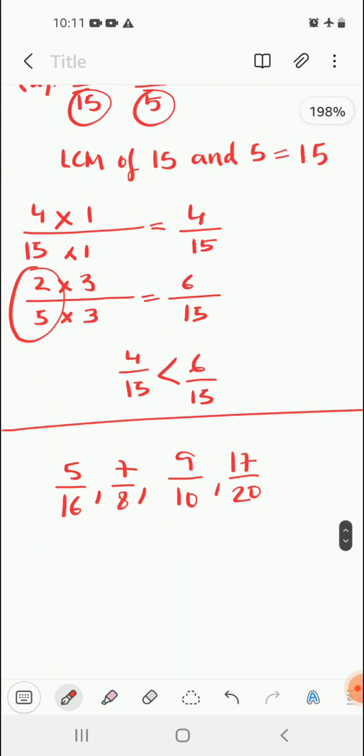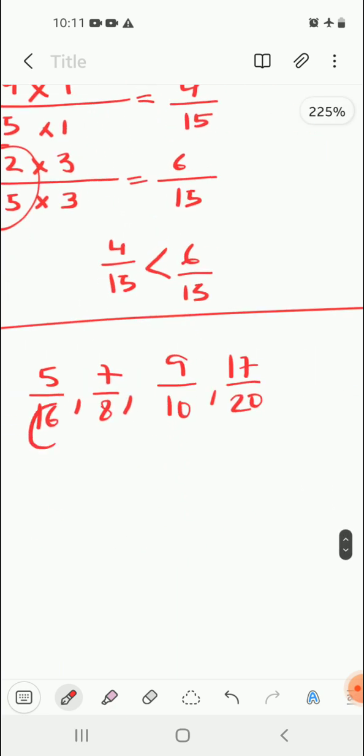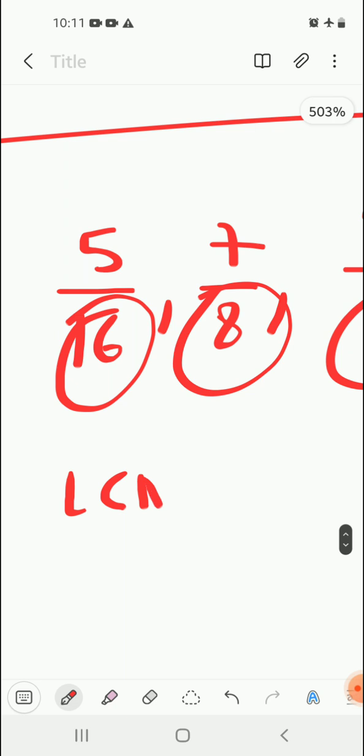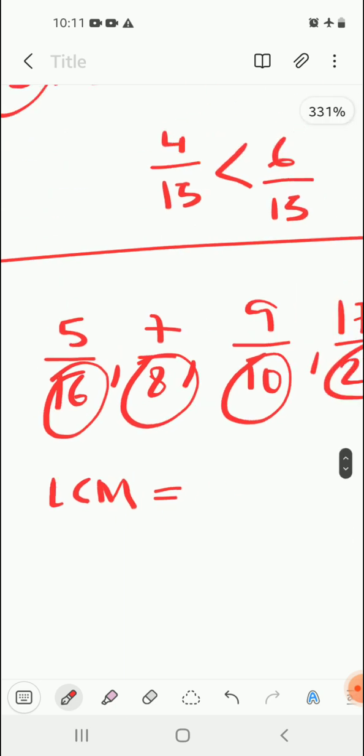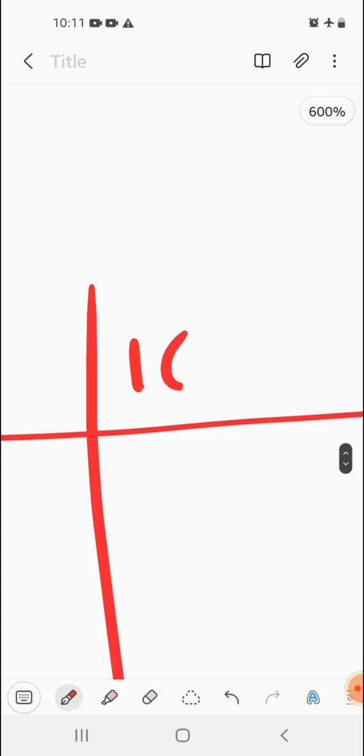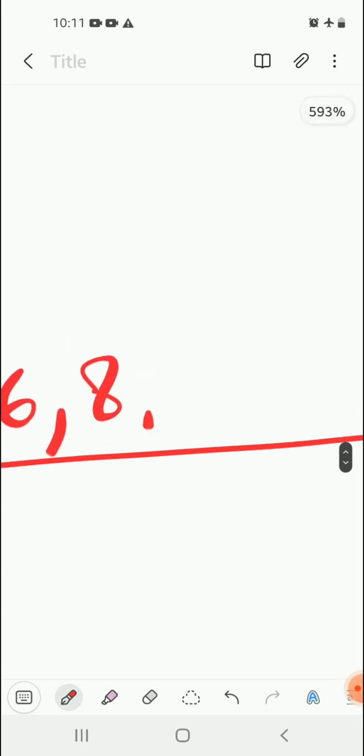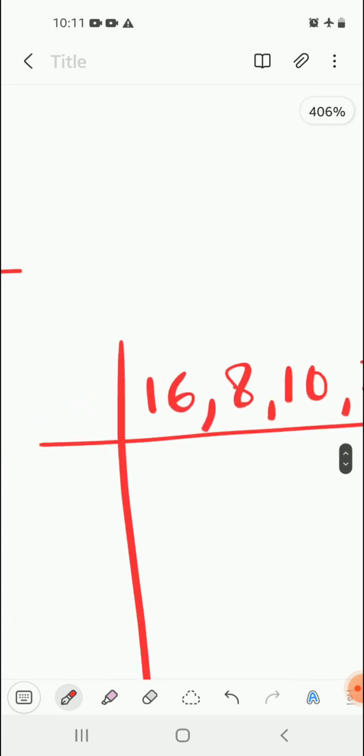We have got these numbers. Now see, we are going to find the LCM of 16, 8, 10 and 20. Okay, so the LCM of these numbers 16, 8, 10 and 20. We are going to follow the division method of LCM.